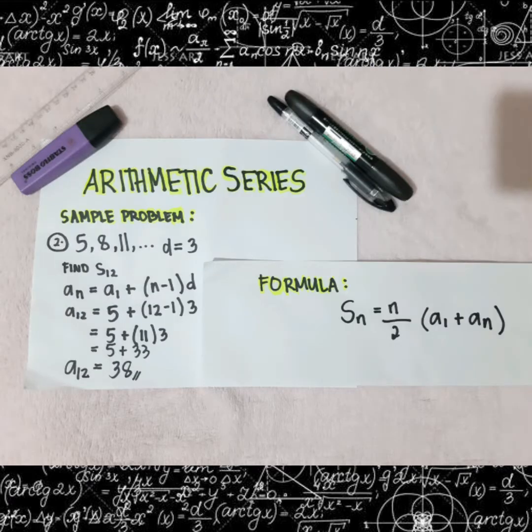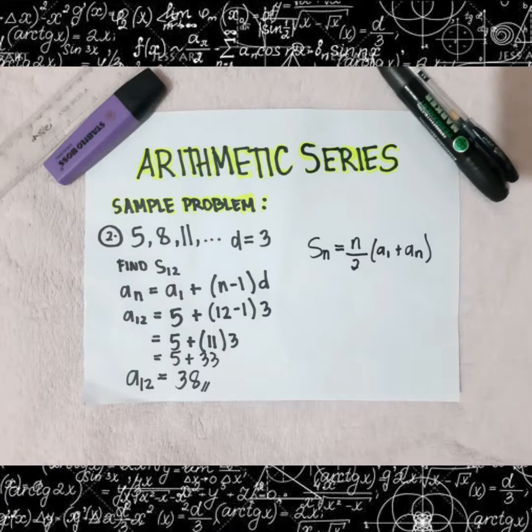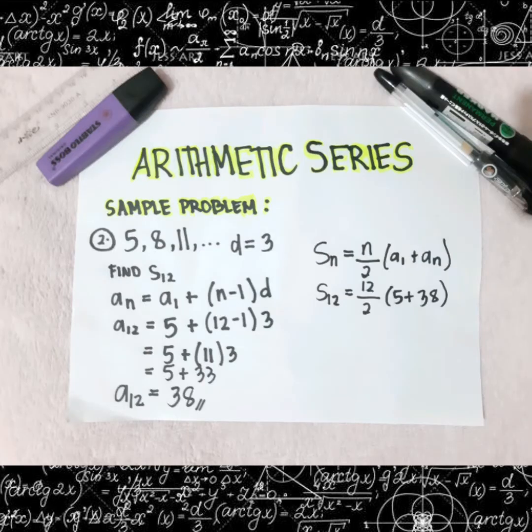It was stated there that we need to find the sum of the first 12 terms by using the formula S sub n is equal to n over 2 times a sub 1 plus a sub n. Now, plug in the formula for the arithmetic series. Plug in 12 as n since we are looking for the sum of the first 12 terms, then also plug in the first term which is 5 and the 12th term which is 38.